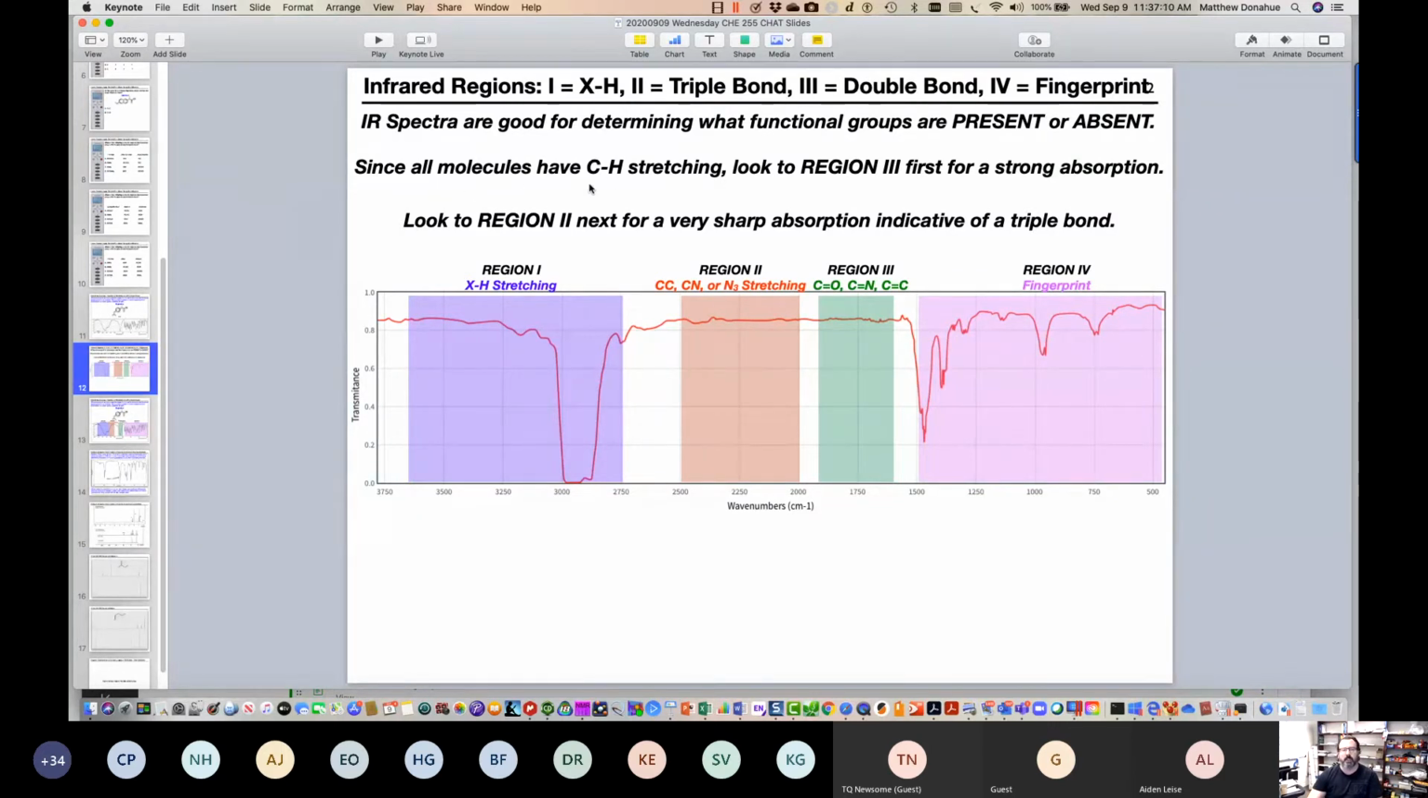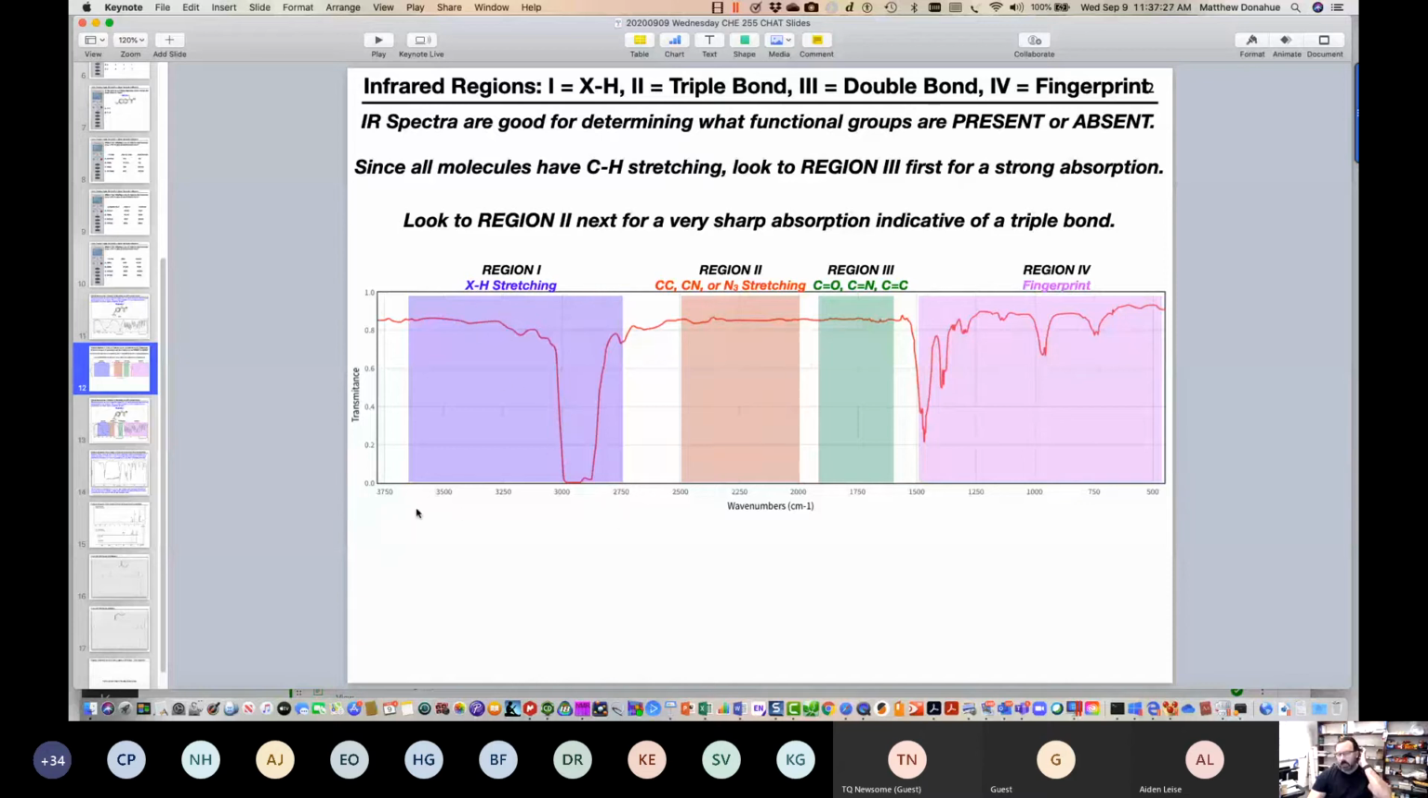Since all molecules have CH stretching, basically we're going to look to region 3 first for strong absorption. Then we look to region 2 for sharp absorptions indicative of a triple bond. So let me go through these regions.